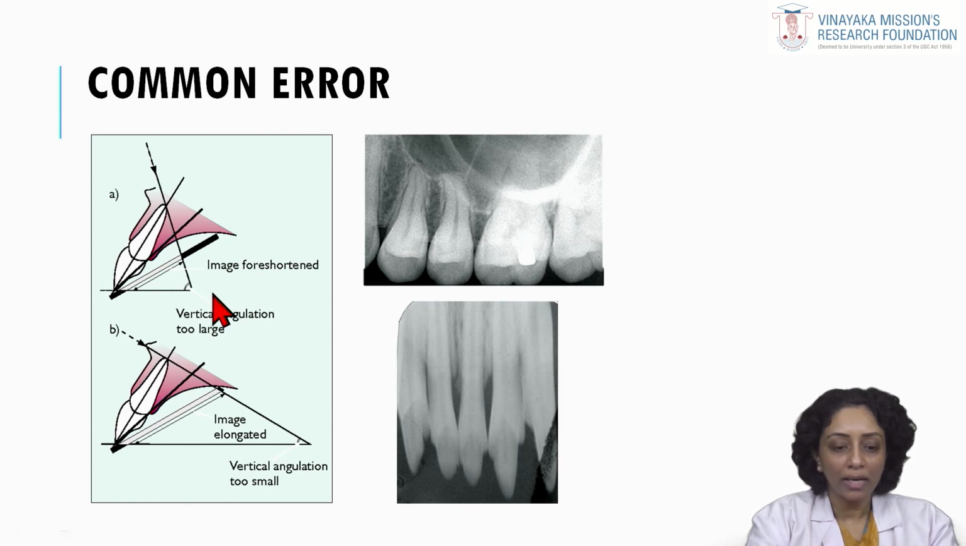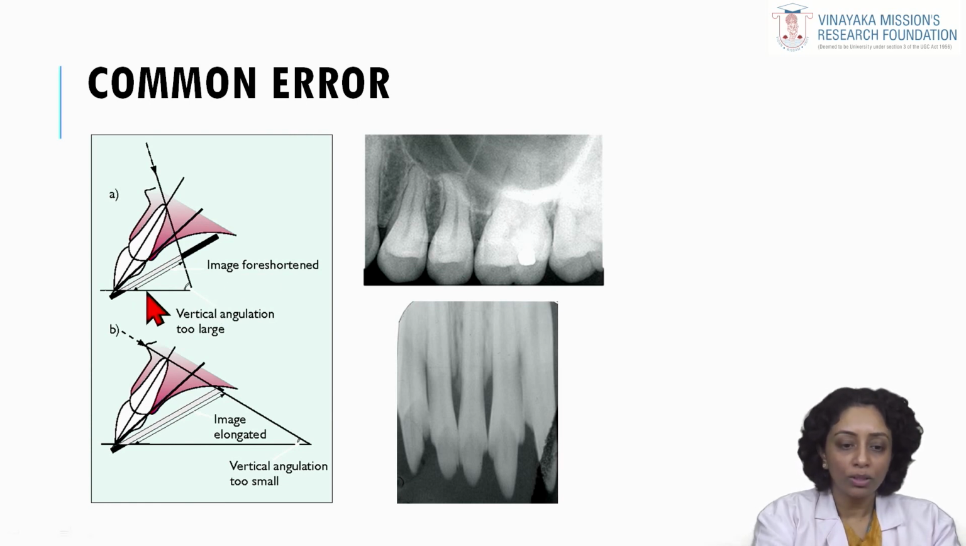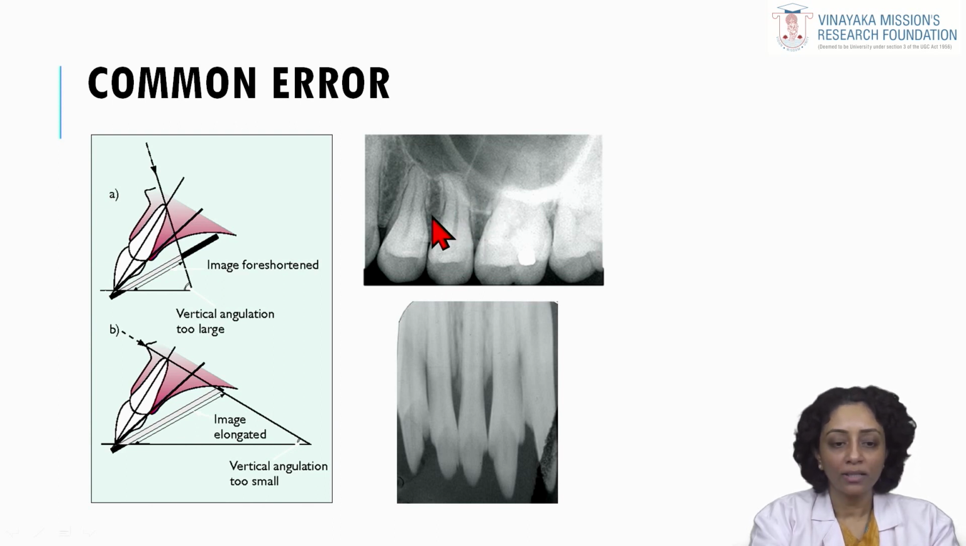So when the vertical angulation between the tooth and the image film is larger, we get foreshortening as the error. That is, the image will be shortened from the actual size. So that is called foreshortening, which happens when the vertical angulation, that is, the angulation formed when the bisector falls onto the midplane, is larger. Then we get the errored radiograph as foreshortened.